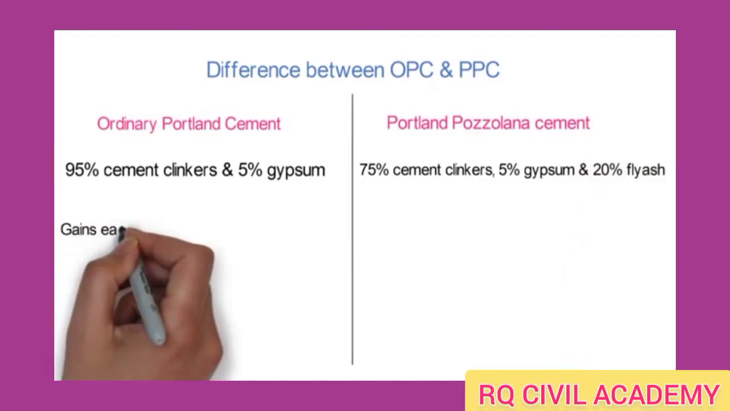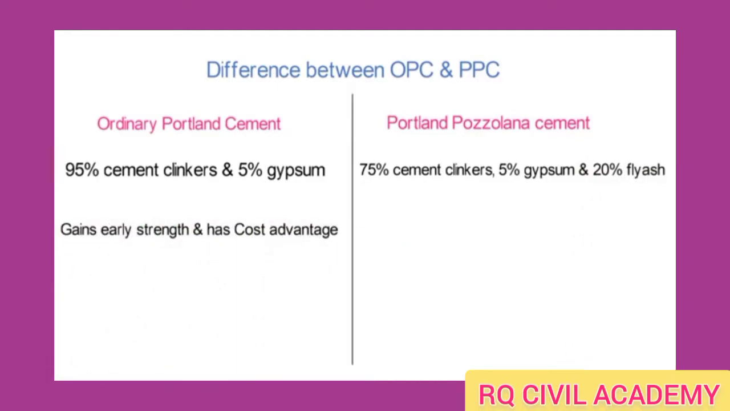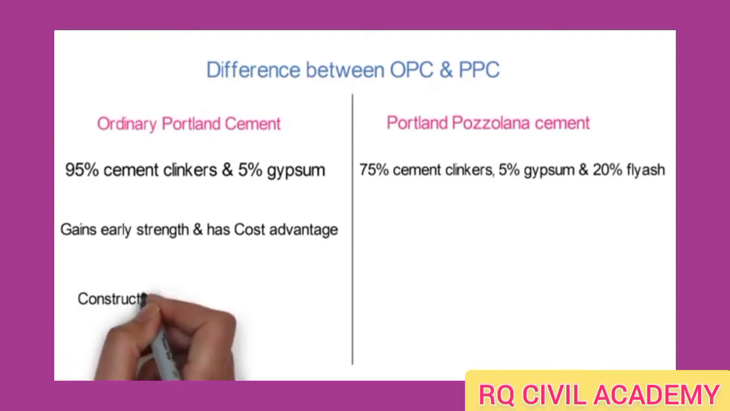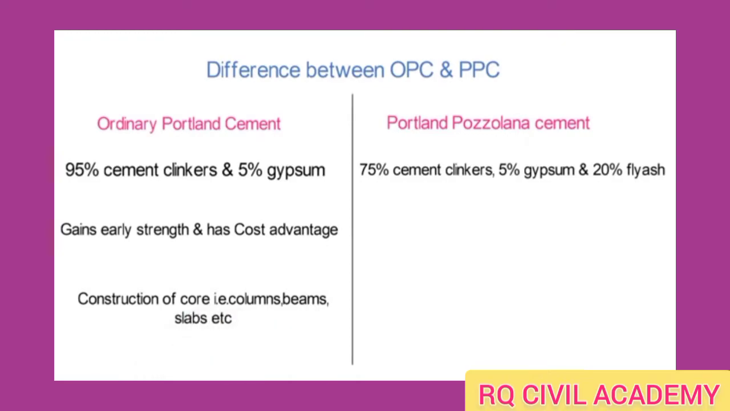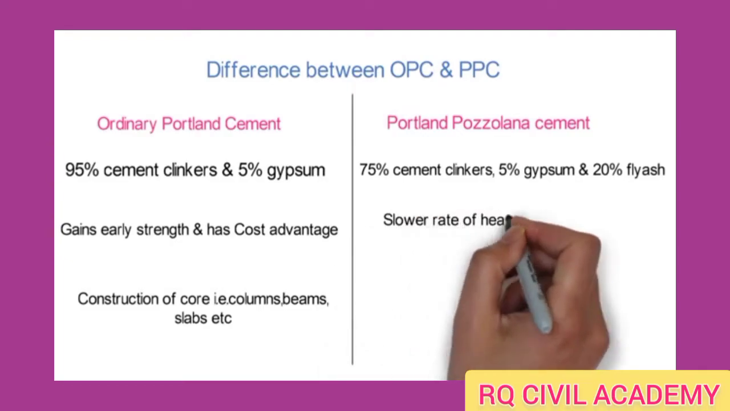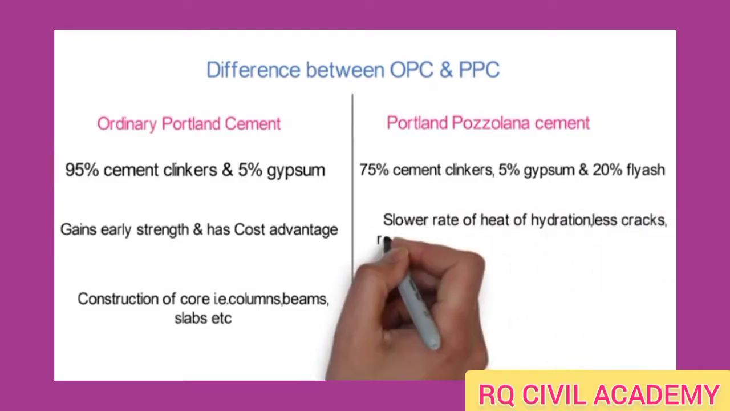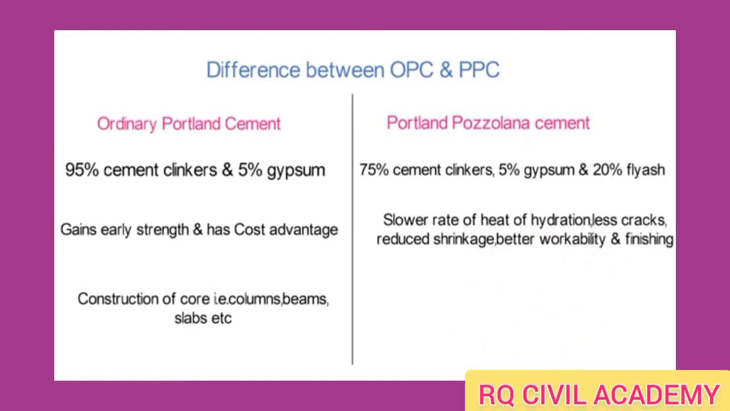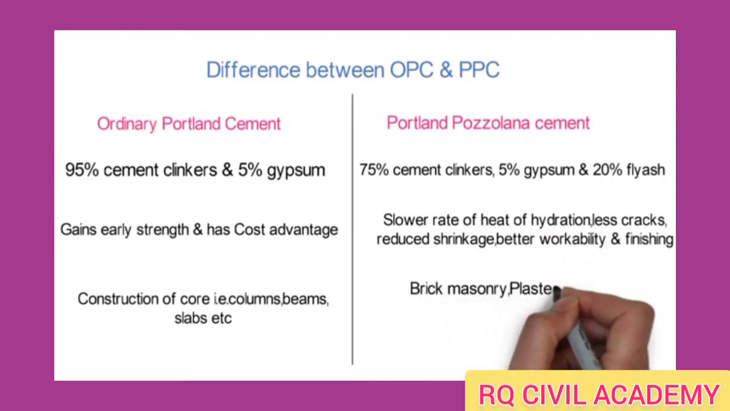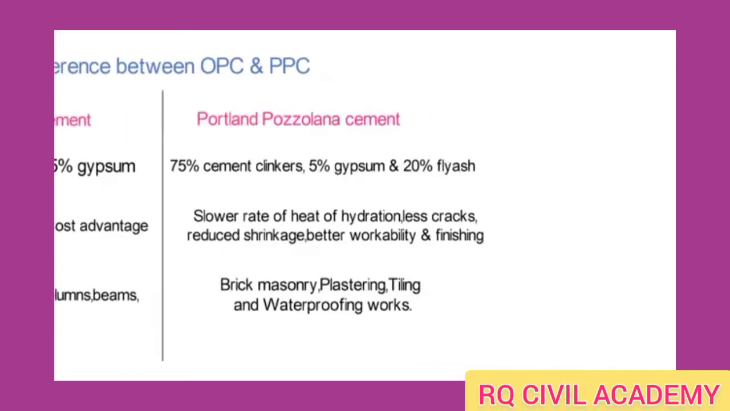OPC gains early strength, has a cost advantage and is mostly used for construction of the core, that is columns, beams, slabs, etc. When fly ash is added to OPC, it becomes PPC. The effect of fly ash is a lower rate of heat of hydration, fewer cracks, reduced shrinkage, and better workability and finishing. Recommended use of PPC is for brick masonry, plastering, tiling and waterproofing works.